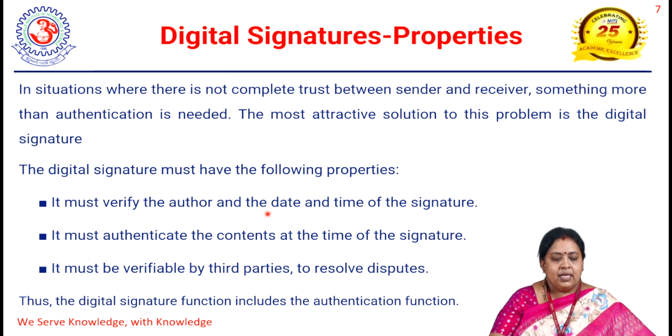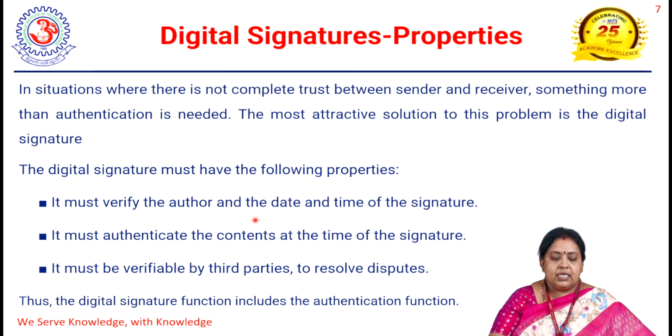Why? Because replay attacks may be possible. In order to avoid those things, this digital signature must verify the author. Not only the author, it has to verify the date and time of the signature, and it also has to authenticate the contents at the time of signature. So it has to authenticate the message at the time of signature, and it must be verifiable by a third party.